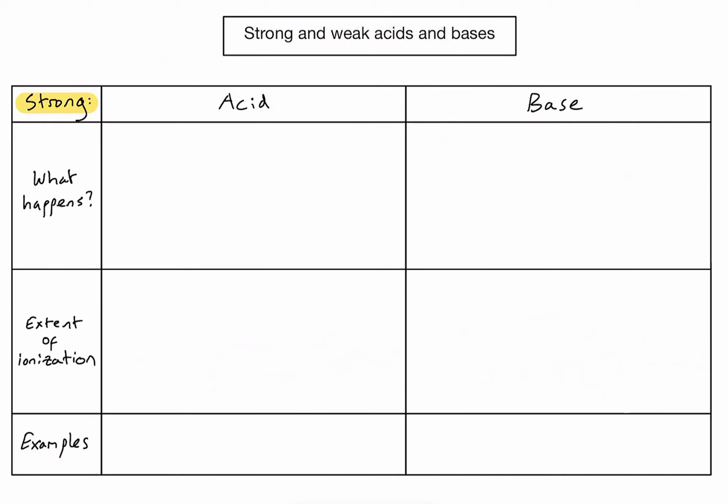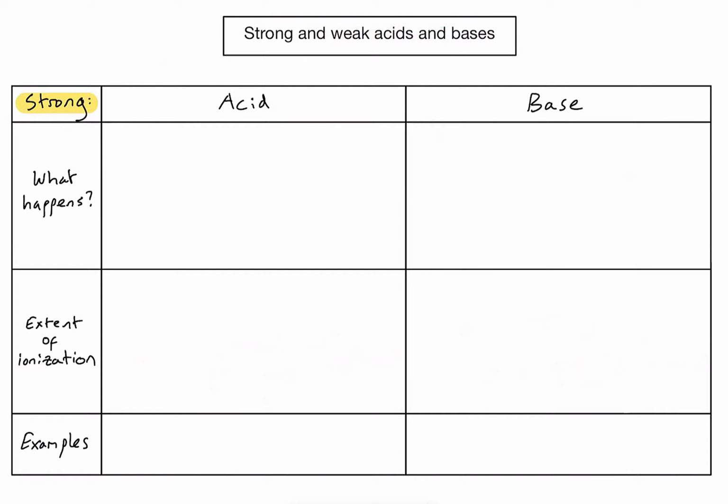Right, let's take a look at the difference between strong and weak acids and bases. We're going to start off with strong acids and bases. And the first thing we're going to do is consider what happens when we dissolve an acid in water. So a good example of a strong acid, a very common example, is hydrochloric acid.